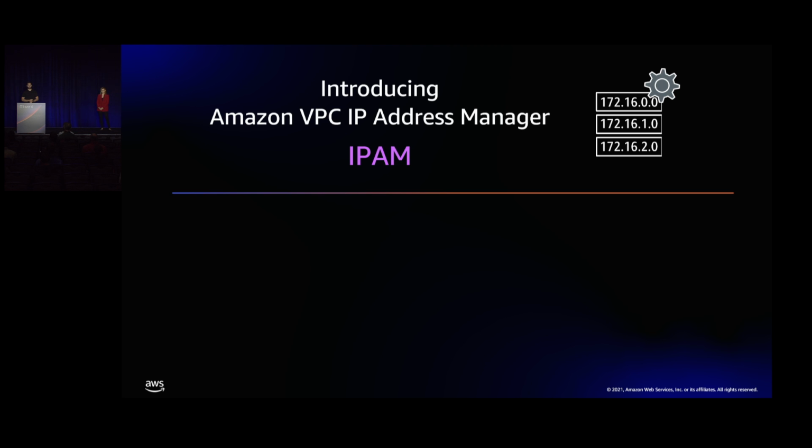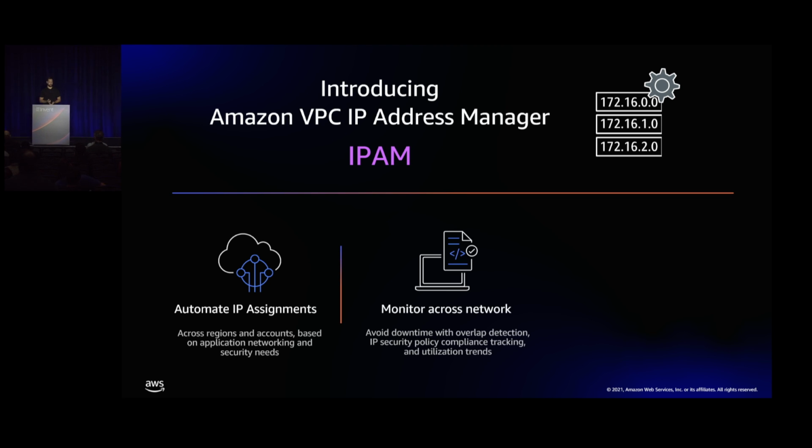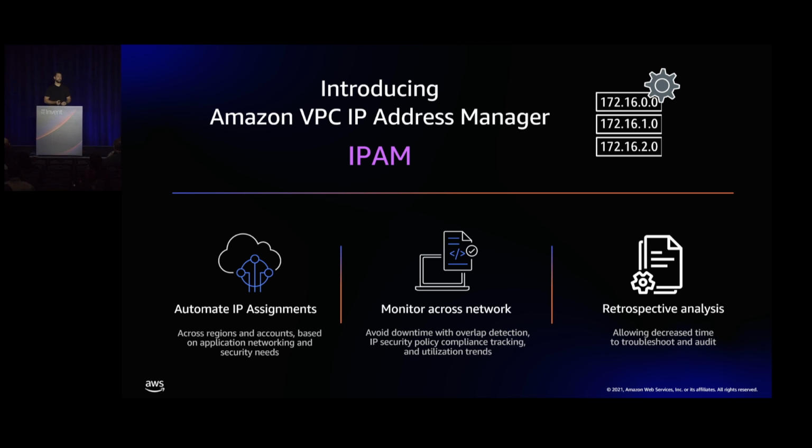So now we have Amazon IP Address Manager, or IPAM. Basically, IPAM allows you to have automatic IP assignments, so you can allocate IPs automatically to VPCs. You can monitor the usage of IPs across your networks. And you can do things like retrospective analysis of IPs. We'll talk a little bit about the historical data that you can look at on where an IP has been and what it's been allocated to.